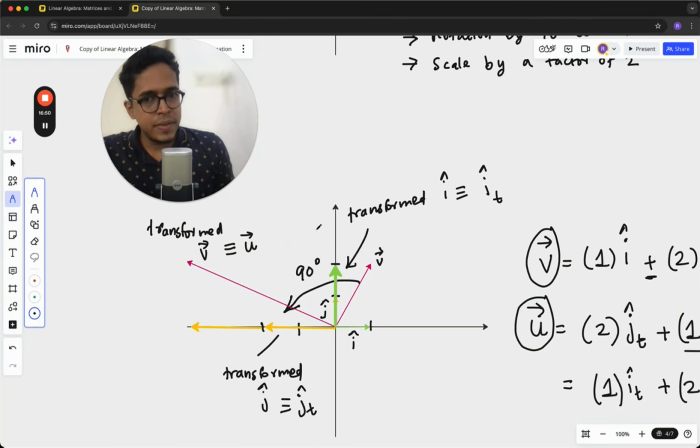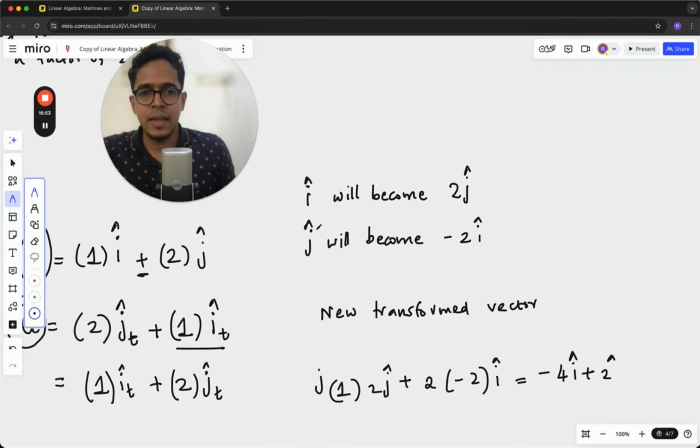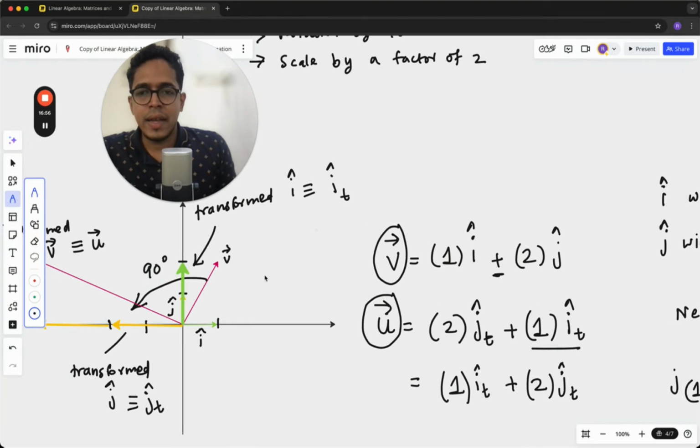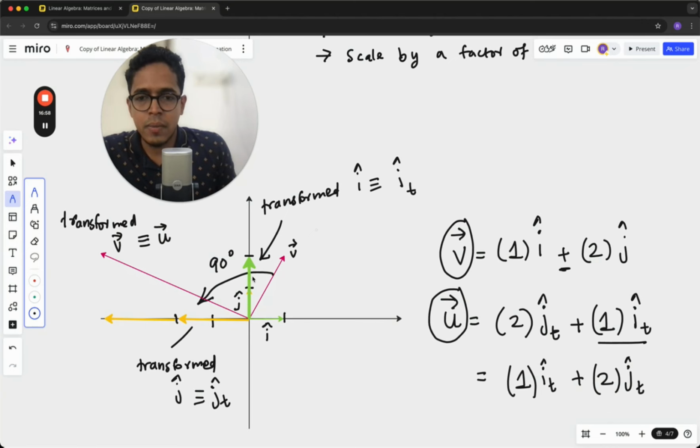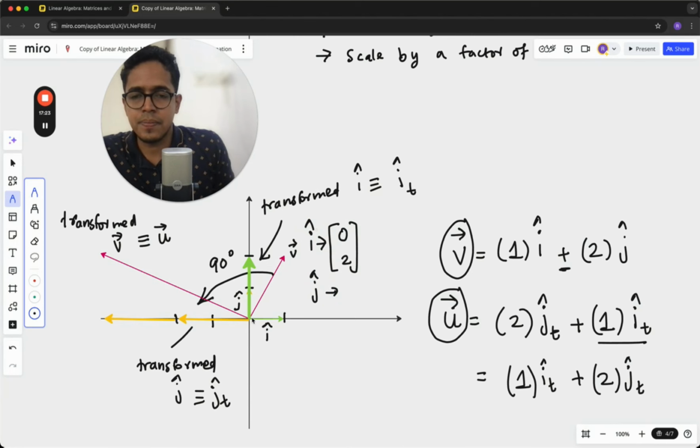We can also prove the same thing numerically very easily, because what happens to i in this case? i has transformed so that the coordinate of the tip of i will be 0, 2, right? The x coordinate will be 0, the y coordinate will be 2. So basically this is the position where i moves to. So i will transform to this guy. What happens to j? j will transform to this guy. j is scaled by a factor of 2 and rotated by 90 degrees counterclockwise.